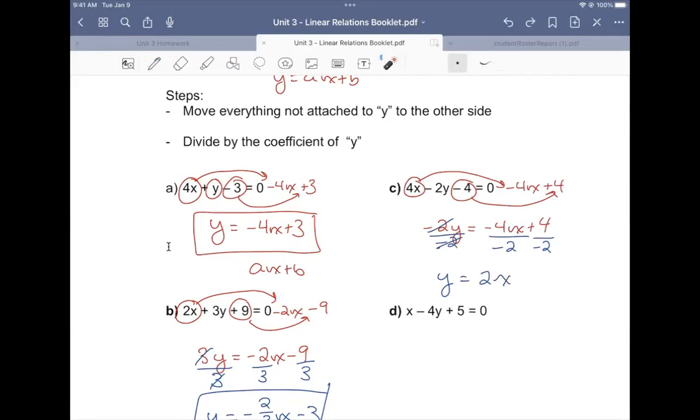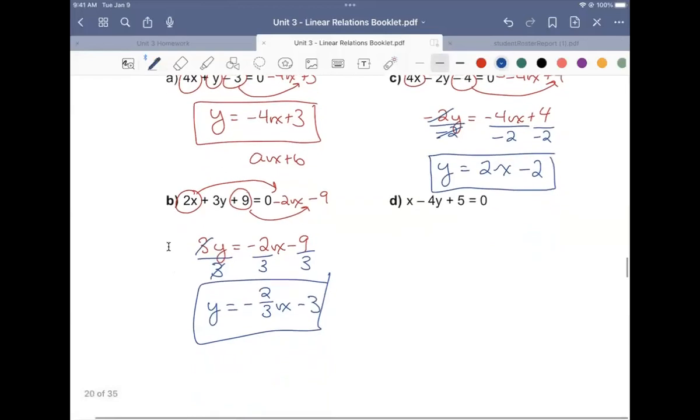Now here is where the difference is. I have a negative and a negative divided by a negative gives me a positive. Here I have a positive divided by a negative, so that will be negative 2. Awesome.